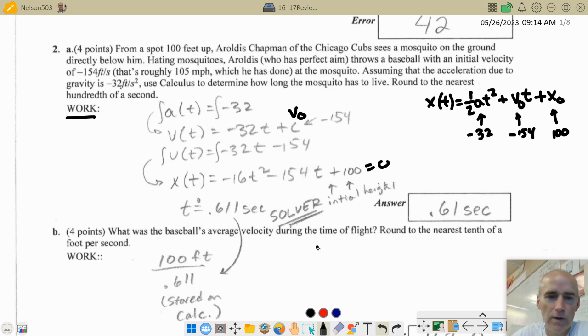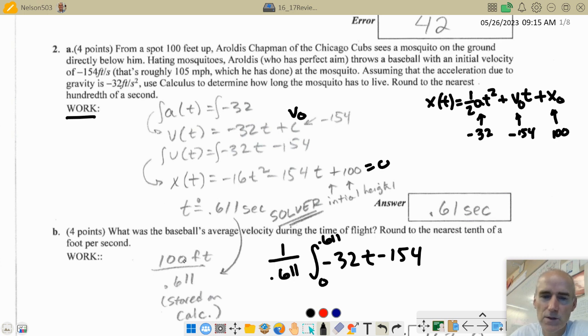What you might be saying, what's he talking about? You could go -32t minus 154, and you go from 0 to 0.611 seconds, and then you would divide by 0.611, the time that we're going. But that should come out to be the same as what we got going on over here. You can try it out and see.